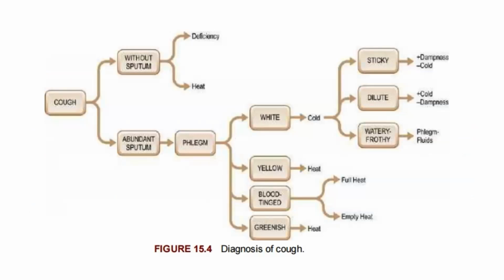So first, we need to determine if there is the presence of sputum. Without sputum, it is definitely due to deficiency or heat. If there's abundant sputum, then you have to qualify whether there is phlegm. And for phlegm, you have to determine the color of the phlegm. White means cold, yellow means heat, blood-tinged can be either full heat or empty heat, greenish is heat.